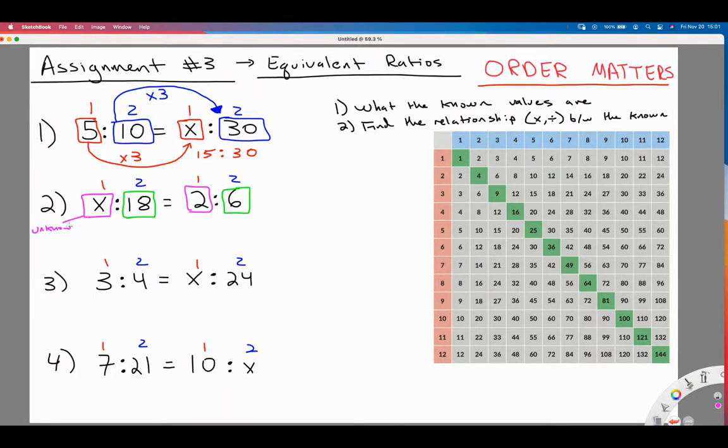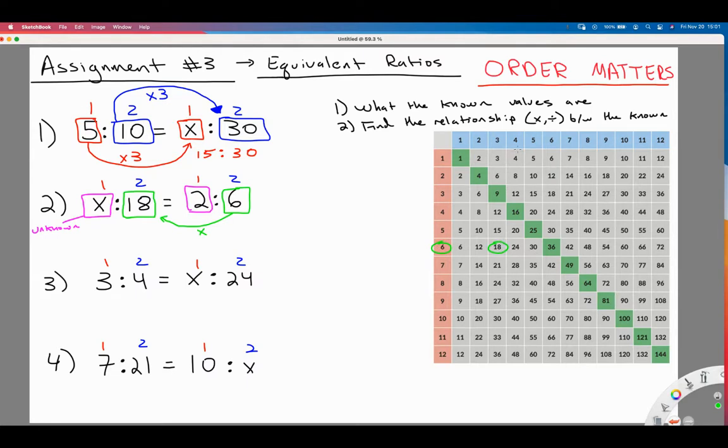Unknown value this time. So if we take a look at our steps, step number 1 was, what are the known values? They're the green ones, 18 and 6. We already know the values of that. Our second step would be to find the relationship between the known values. So if we went from 6, let's change that to green here, but if we went from 6 to 18, there's a multiplication that we're doing to 6 in order to get to 18.